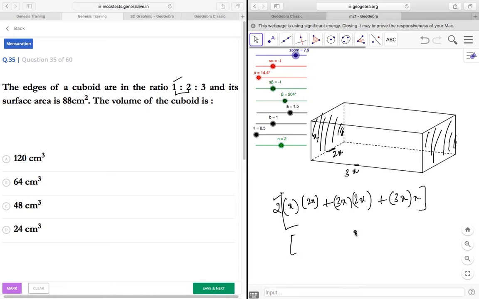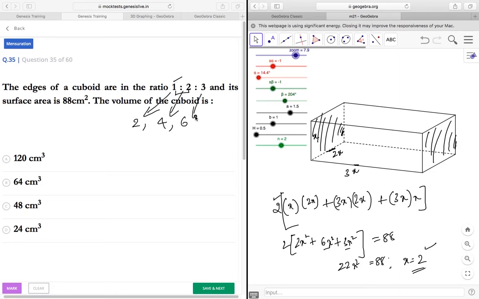This will be how much? Calculate this. Let's do that. 2x square plus 3 into 6x square plus 3x square into 2 must be equal to 88. And 6 plus 3, 9 plus 2, 11, or 22x square is equal to 88, or x is equal to 2, because x square is 4. Great. You have got the value of x. Now I have got the actual value of the edges. That is 1:2:3, and the value of x is 2, the multiplication factor is 2. So 1 into 2 is 2, 2 into 2 is 4, 3 into 2 is 6.